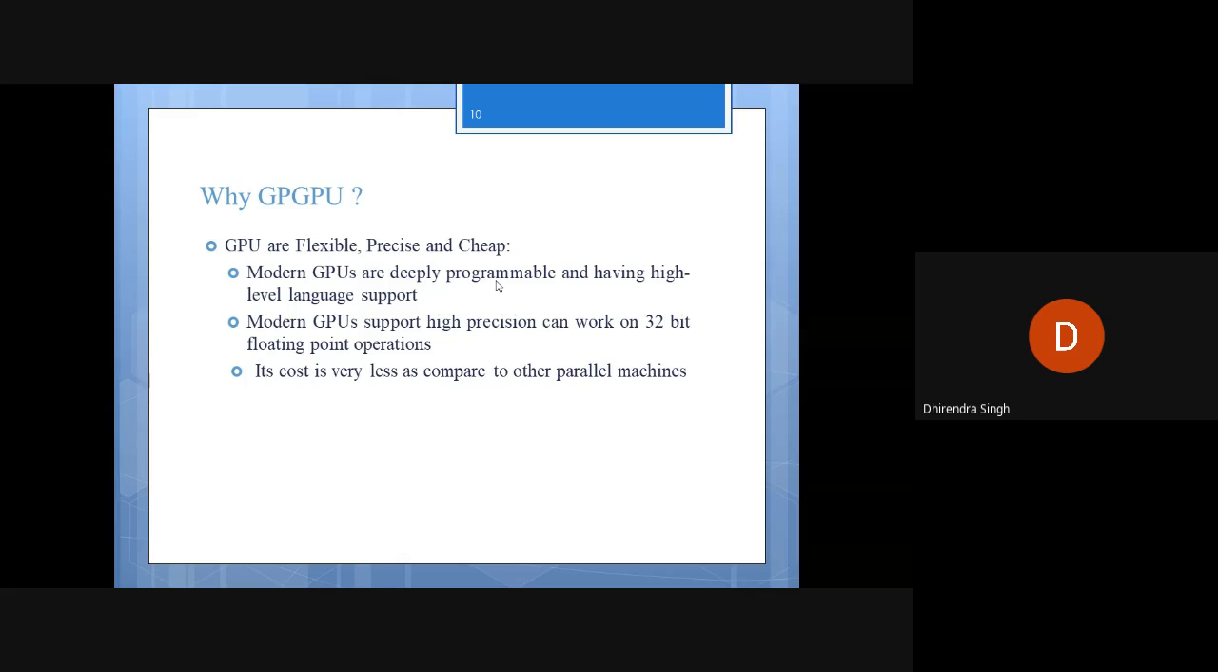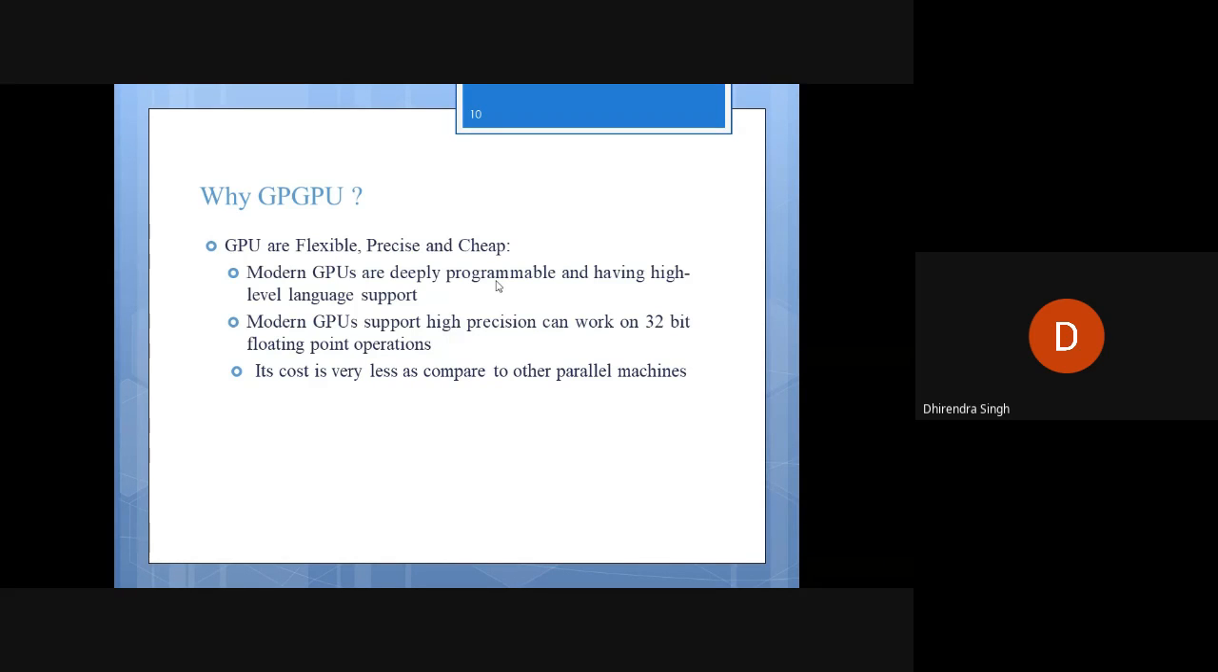So that's about the machine side. Machines are having so many features. That's why we want to work with GPU computing. Go and work with the concept of GPU computing. Use GPU computers as an alternate parallel machine for the solution of our problem.